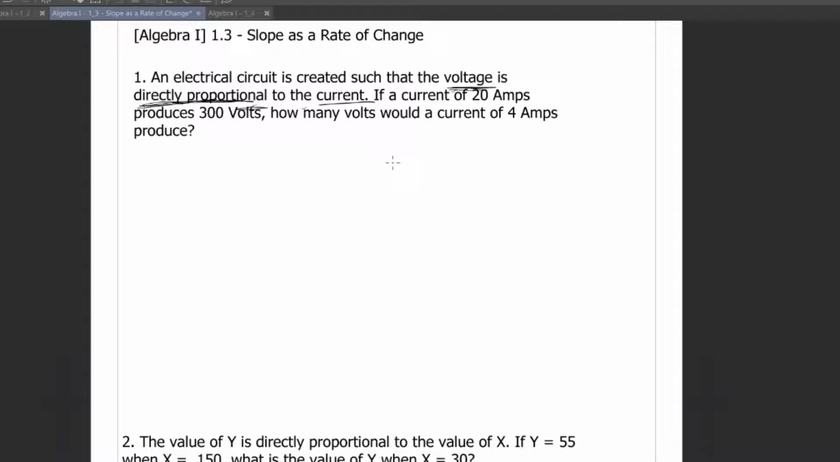All right, so looking at this problem, there's a few keywords that we have to view. We're looking at slope as a rate of change. So overall, we're looking at the rate of change between two variables or two things, right? This says that the voltage is directly proportional to the current. So, for example, directly proportional, right? So what does this mean?